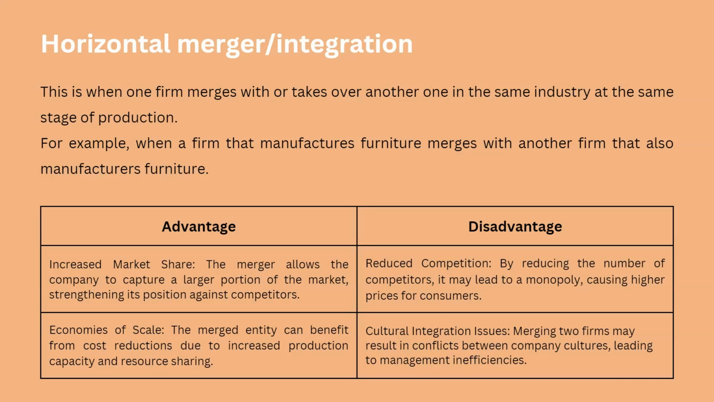For example, if I have a furniture company and the market share of my company is 30%, and the firm I'm merging with has 20%, 30 plus 20 is 50%. So basically, you're acquiring 50% of the market. So, of course, we did discuss the advantages of increased market share. These would apply in this situation.